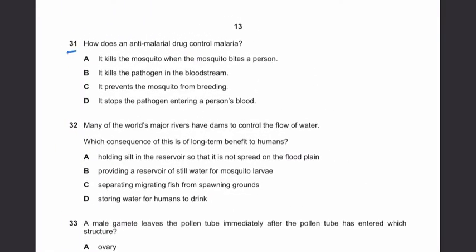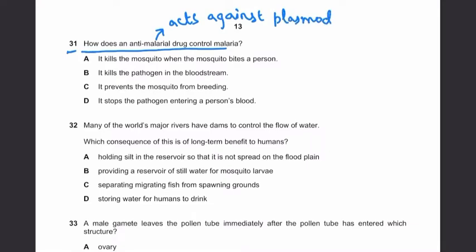How does an anti-malarial drug control malaria? So guys, anti-malarial drug acts against the malarial pathogen, that is Plasmodium. Always remember this point, that anti-malarial drug is not against the mosquito, it's against the Plasmodium.